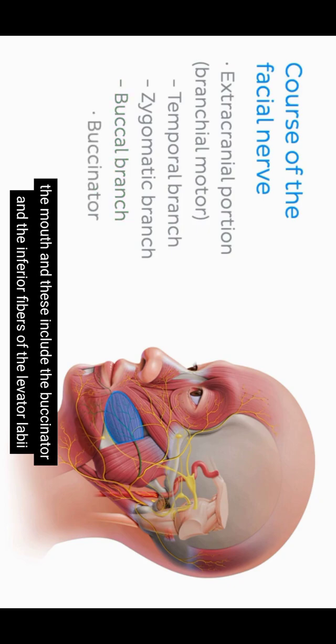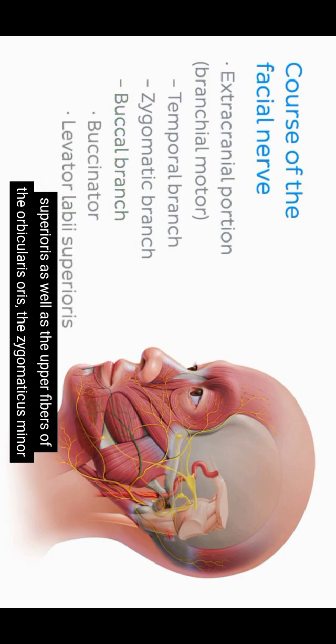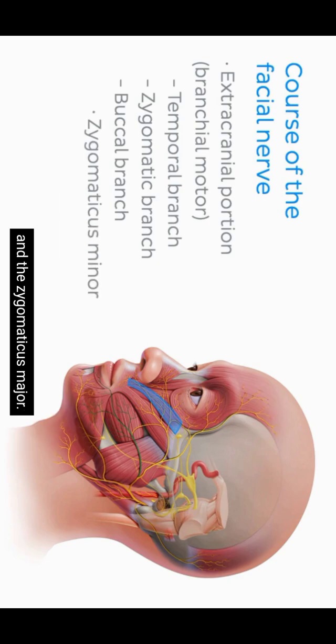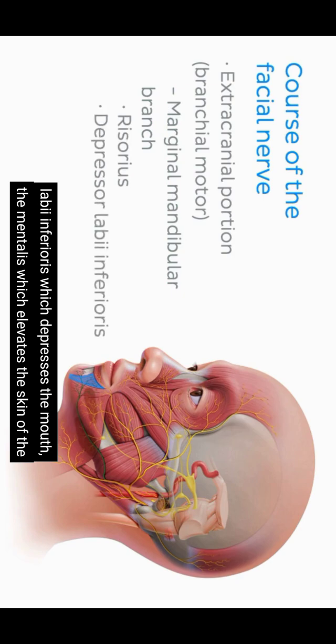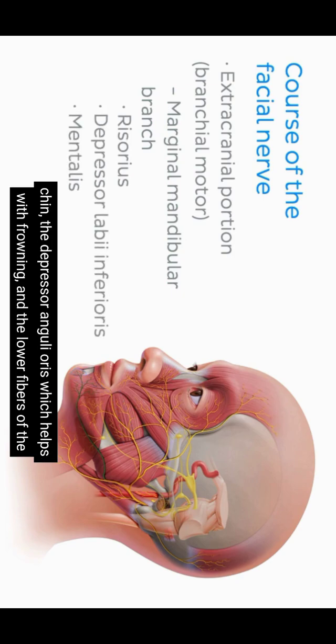This is followed by the buccal branch, which supplies the muscles below the eyes and above the mouth, and these include the buccinator and the inferior fibers of the levator labii superioris, as well as the upper fibers of the orbicularis oris. The zygomaticus minor and the zygomaticus major. And we also looked at the marginal mandibular branch, which supplies the risorius, the depressor labii inferioris, which depresses the mouth, the mentalis, which elevates the skin of the chin, the depressor anguli oris, which helps with frowning, and the lower fibers of the orbicularis oris.